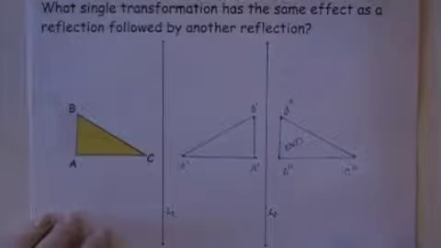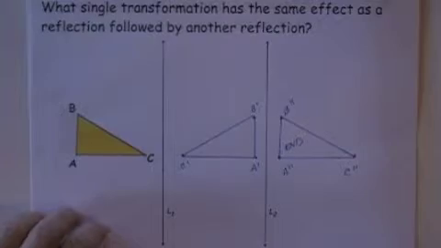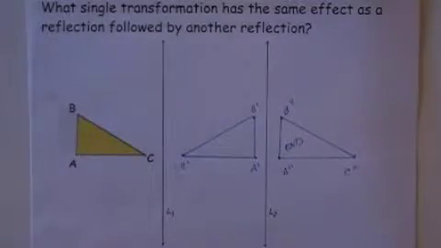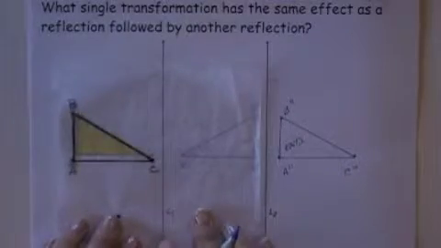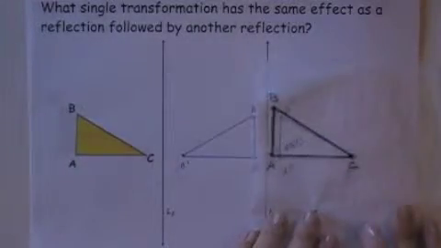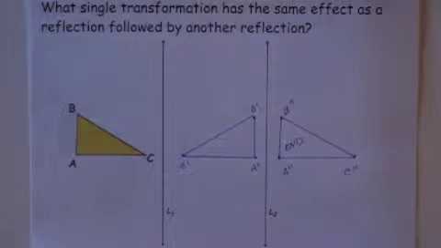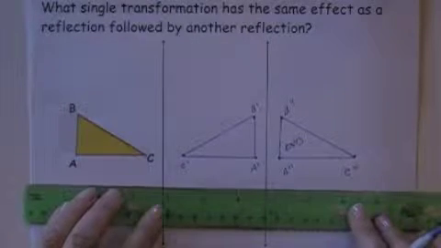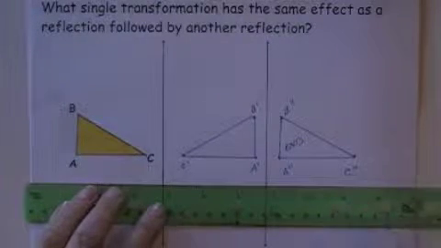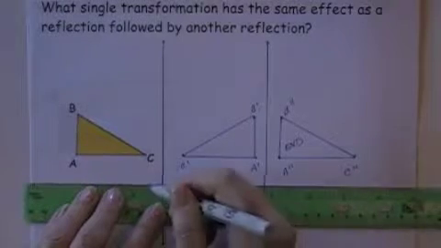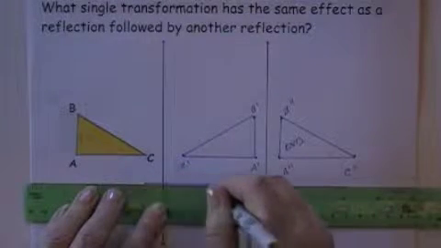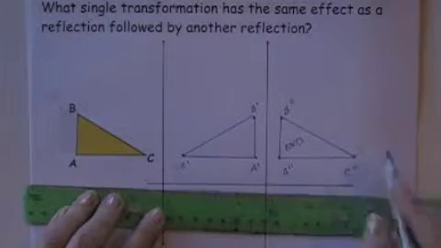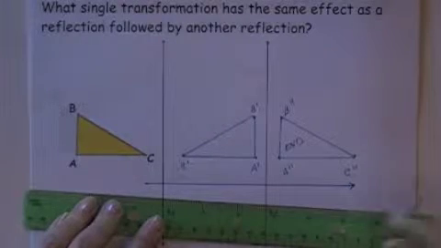Now, as you're looking at that, if you're thinking it's a slide, good for you, that is a slide. Well, I can show you. Here's my tracing paper, and that would be a slide. Usually what I want to do is describe that slide, so I'm going to draw in the slide vector, and I'll focus on point C, which started over here and ended up over here. So there's my slide vector.